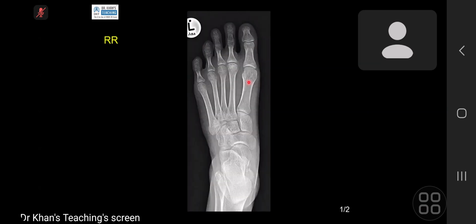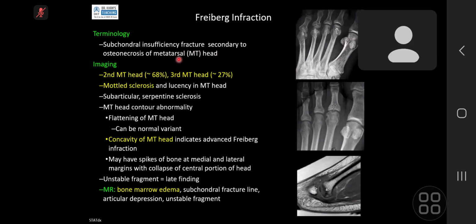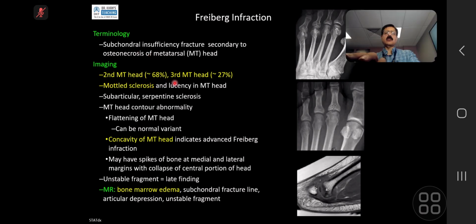So this was a classical rapid reporting case, and by the way, rapid reporting cases can also come in the Viva. Remember that. What are the findings? Subchondral insufficiency fracture secondary to osteonecrosis of the metatarsal head. This is what happens: second metatarsal head 68%, third metatarsal head 27%. There can be metatarsal head sclerosis, and there can be concavity of the metatarsal head.